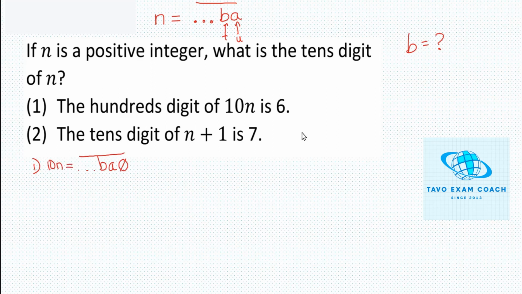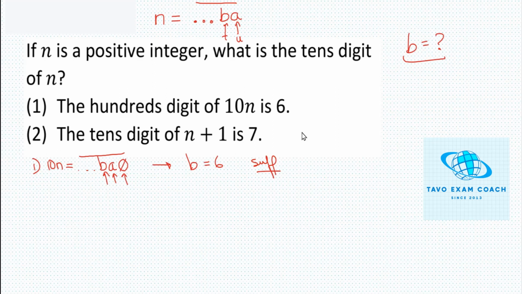And in this number, what would be the hundredths digit? It would be the third digit counting from the right. So this is the units, this is the tenths, this is the hundredths digit. And they are telling us that the hundredths digit, that is b, equals 6. So we have an answer to this question. We have a unique value for the digit b, or the 10th digit. Statement 1 alone is sufficient.